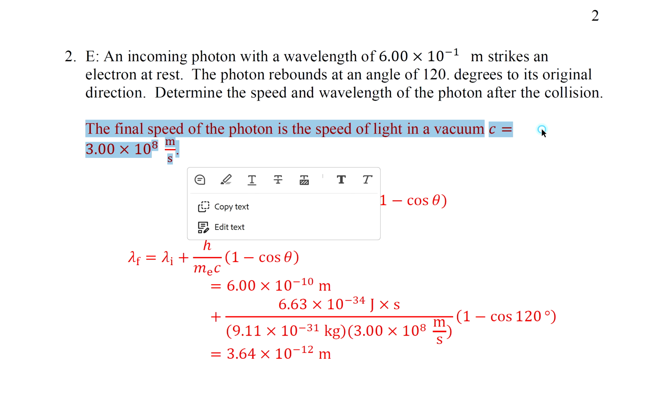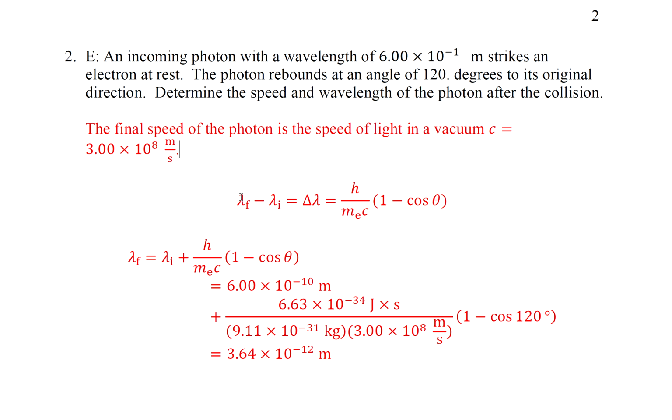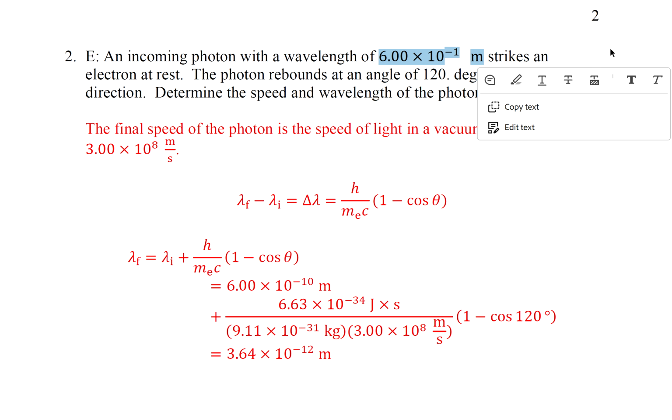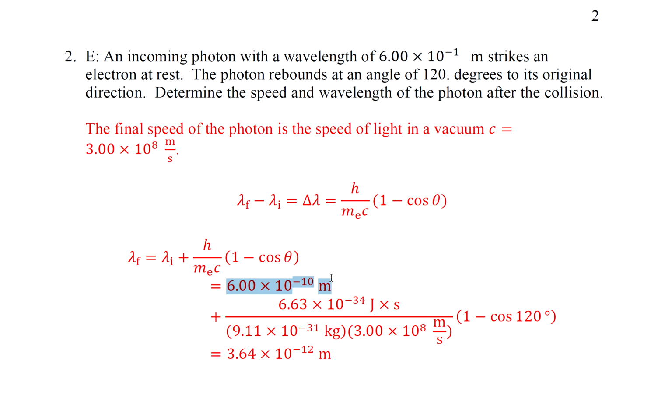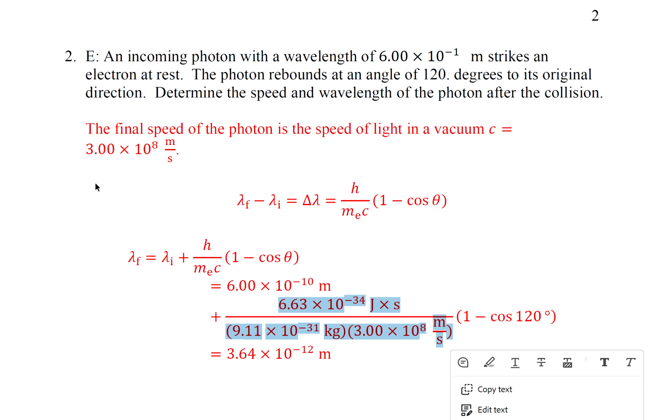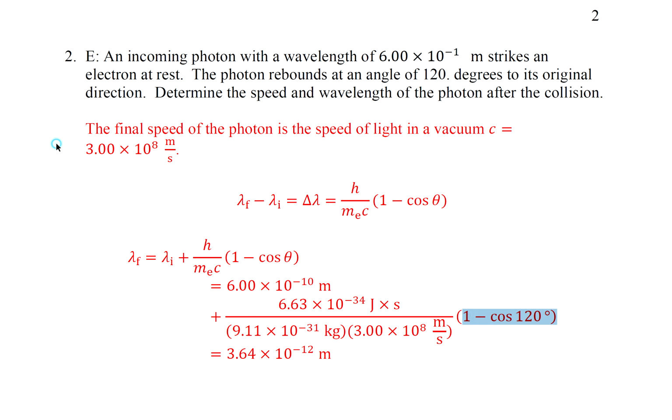Okay, so let's take a look at this equation. They gave us the initial wavelength of the photon, which is 6 times 10 to the minus 10. We know h, we know m sub e, we know c. These are constants. And we know theta is 120 degrees. So plugging everything into the equation, solving for lambda sub f, we get 3.64 times 10 to the minus 12 meters. So in this case, the wavelength decreased.